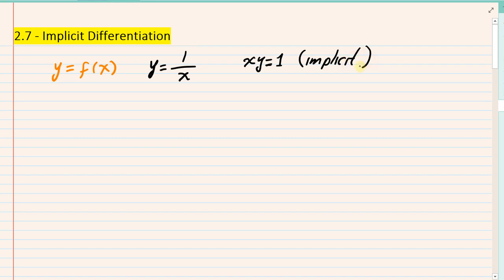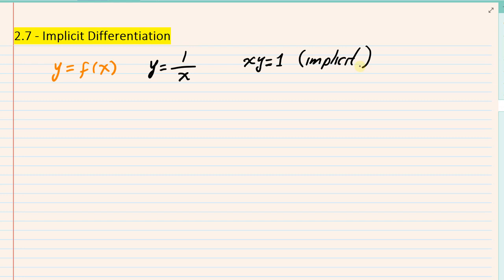So, implicit versus explicit. Explicit means you have y isolated and x on the other side of the equal sign. That is y as a function of x, like every function that you've seen so far in this course and in your other classes. Once you combine x and y together, then it's no longer explicit.